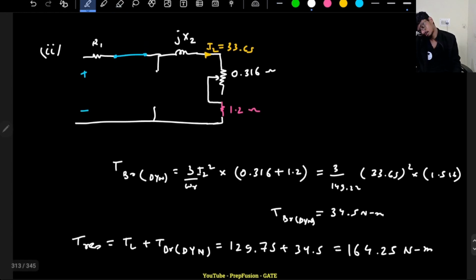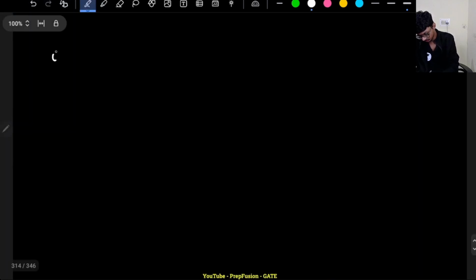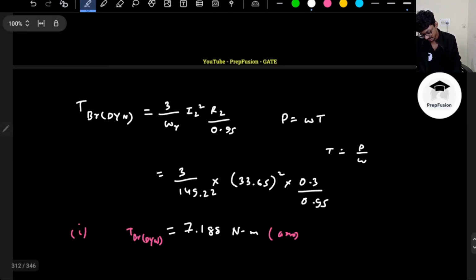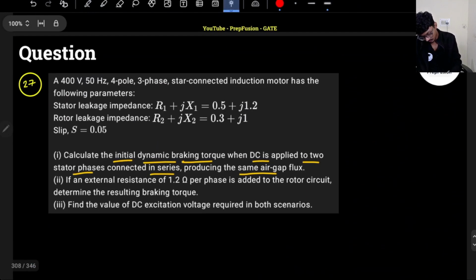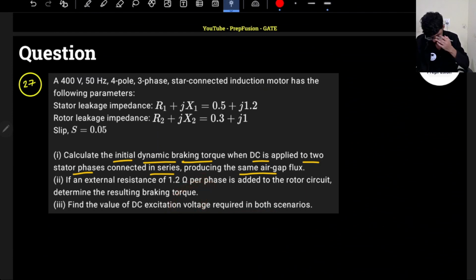So yeah, this will be the resultant braking torque, and this will be the answer for the second part. For the third part, they are asking what will be the value of the DC excitation voltage required in both the cases. Okay, sorry, it should be voltage they are asking. Actually, it should be DC excitation current.